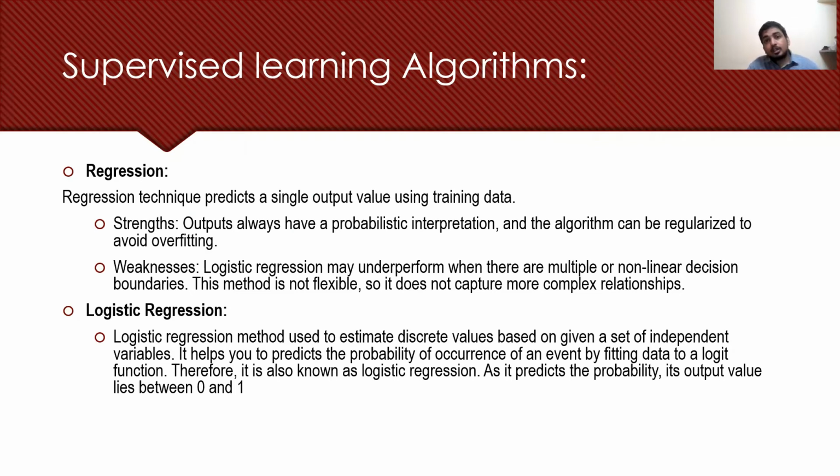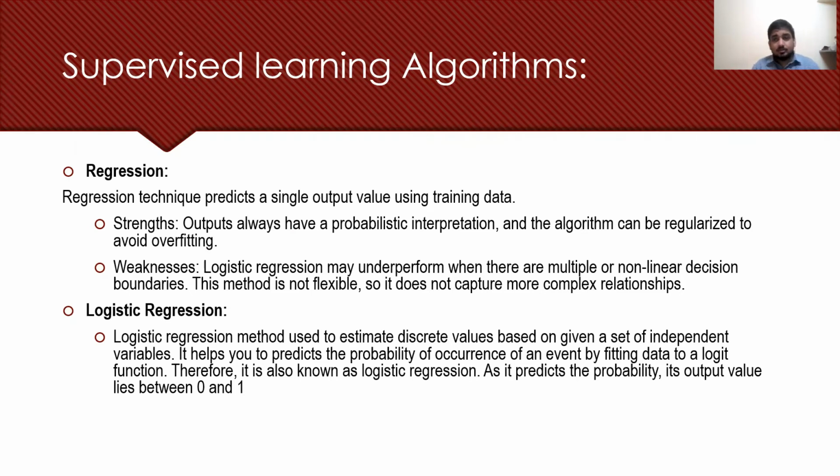Now there are some weaknesses of regression. Logistic regression, for example, may underperform when there are multiple or non-linear decision boundaries. Regression needs continuous values and decision boundaries. If the decision boundaries are not according to the model you are using, then it's useless. So this method is not at all flexible. Just like logistic regression is used for some type of data and linear regression is used for some other type of data. You cannot do logistic regression in a linear regression algorithm. So that's a very big problem for regression.